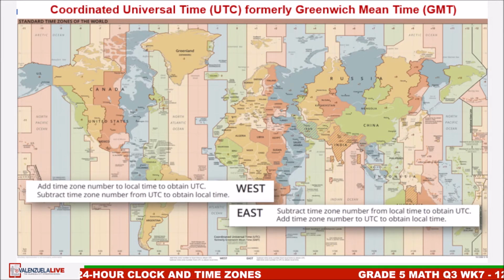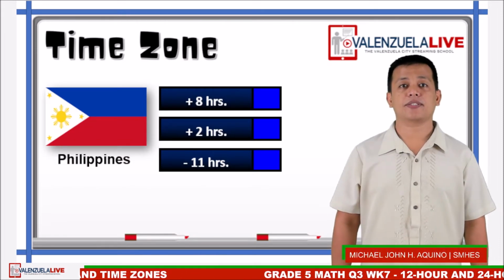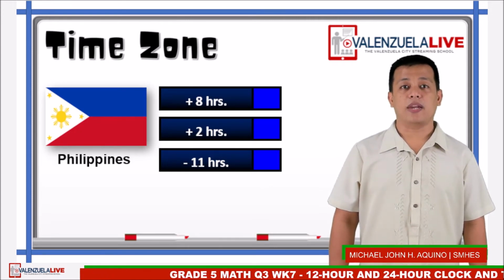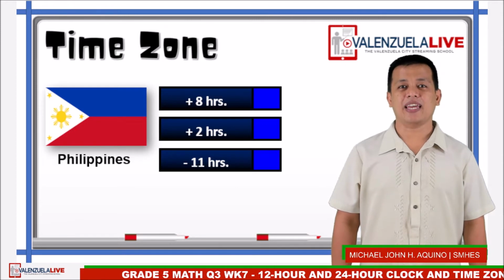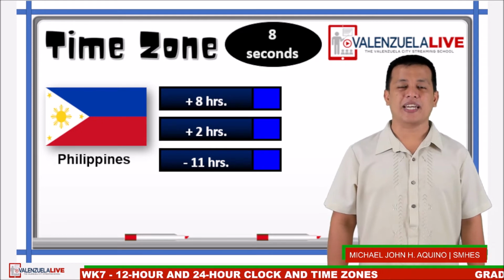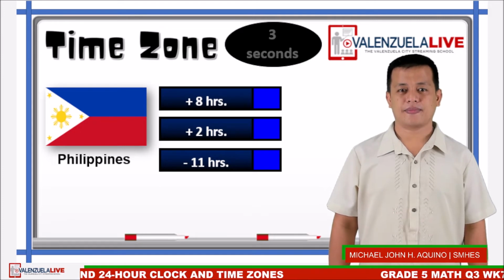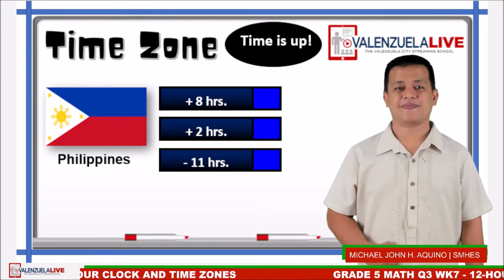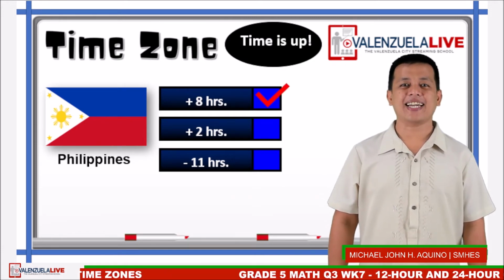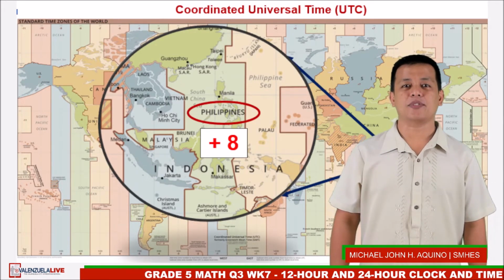Are you ready? We have the Philippines. The choices there are plus 8 hours, plus 2 hours, minus 11 hours. What is the answer? Timer starts now. The correct answer is plus 8 hours. Next. Okay, so the Philippines is in the time zone of plus 8.